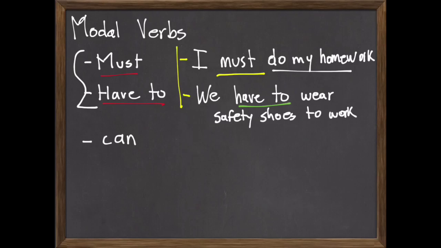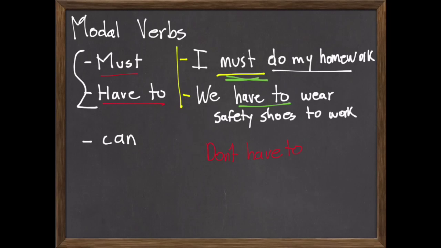We have to wear safety shoes to work. In this case, have to is mentioning a rule or a law that the company has. Well, more like a rule. We have to wear safety shoes to work because it's safer that way. Otherwise, we might have an accident. In the case of must do my homework, it's not a rule that I do my homework, but it's necessary because otherwise I might get a bad grade.